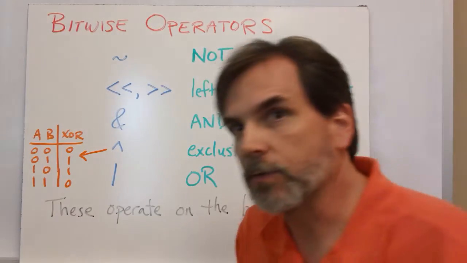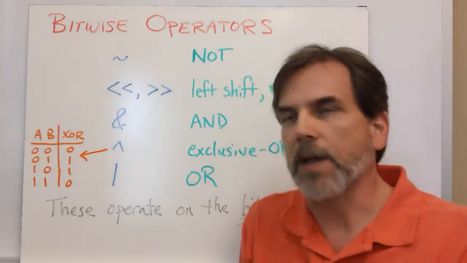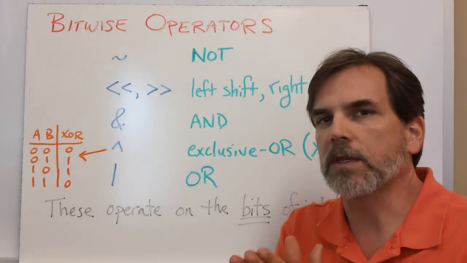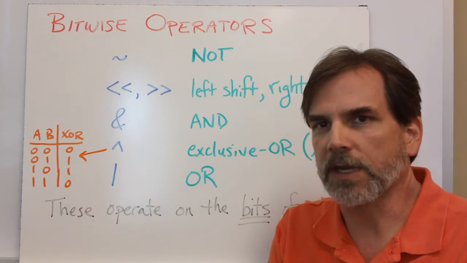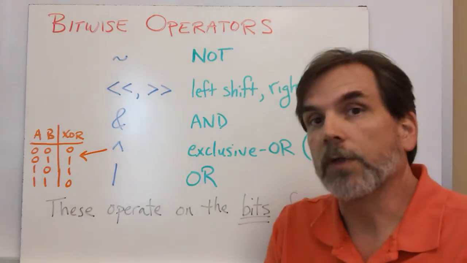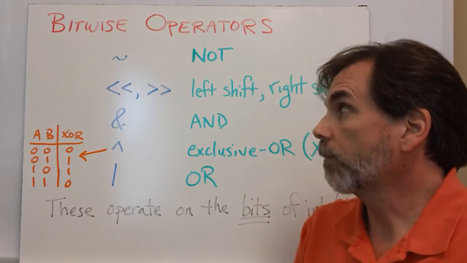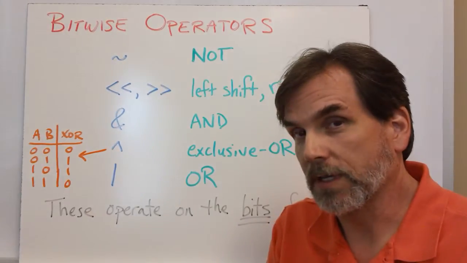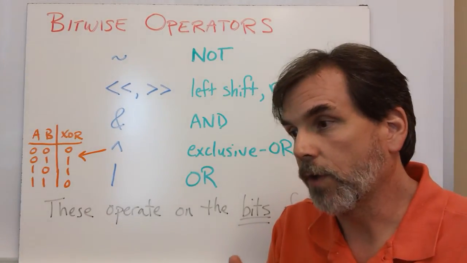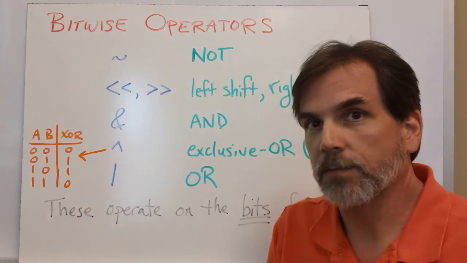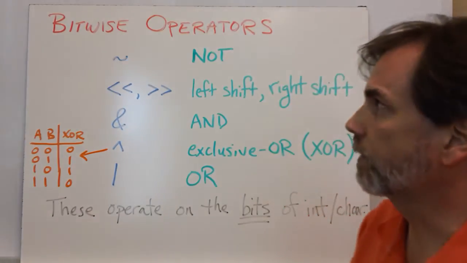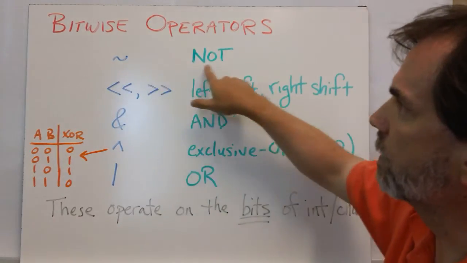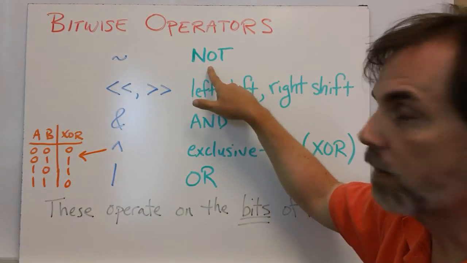Next group of operators I want to talk about are the bitwise operators. Now these perform operations on the bit representation of integers and characters. They don't work on floating point numbers. So again, everything is stored in the computer in a binary fashion. We don't write them that way in C, but we can perform bitwise operations on them. So some of these are familiar to you. The tilde is the not operator.